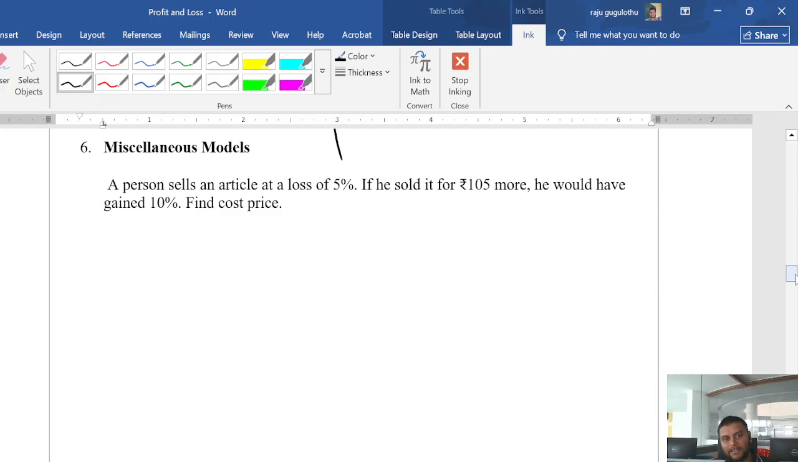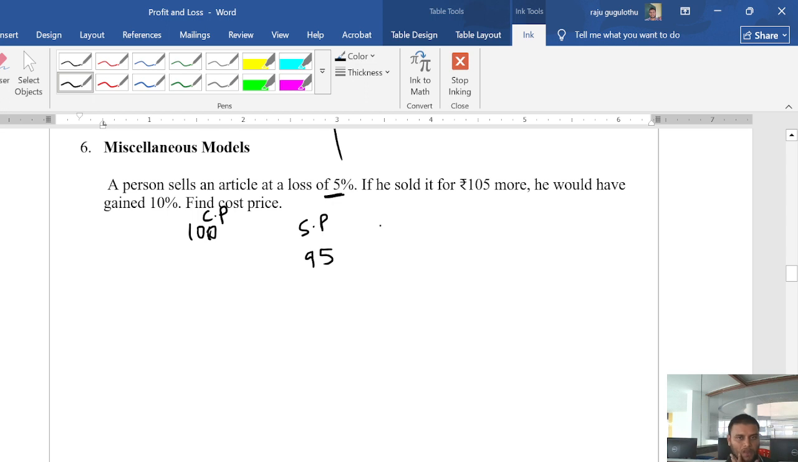A person sells an article at 5% loss. So let us say 100 rupees is the cost of the article. This is CP, and as he is selling at 5% loss, I can take the selling price as 95 rupees, because 5 rupees is the loss.